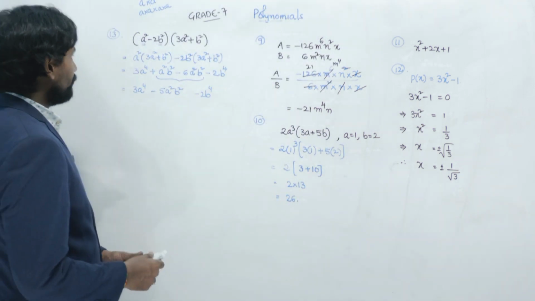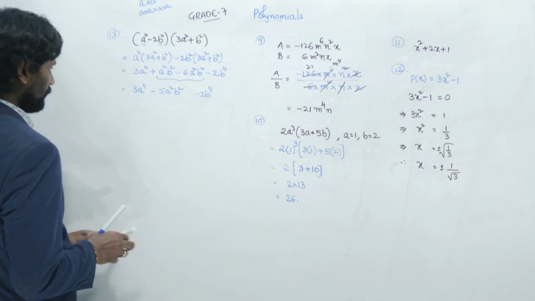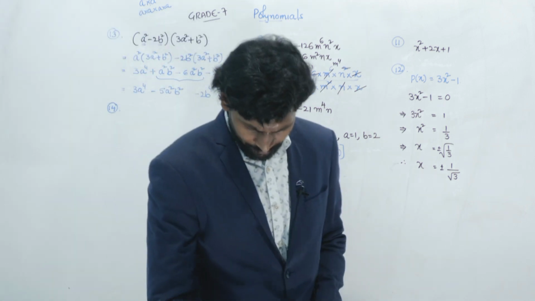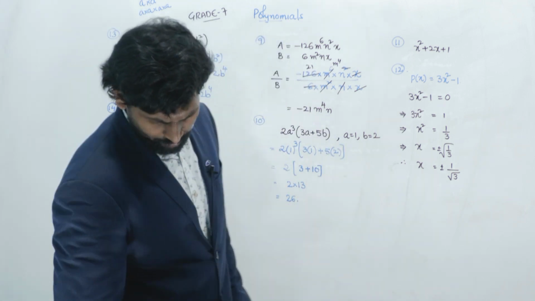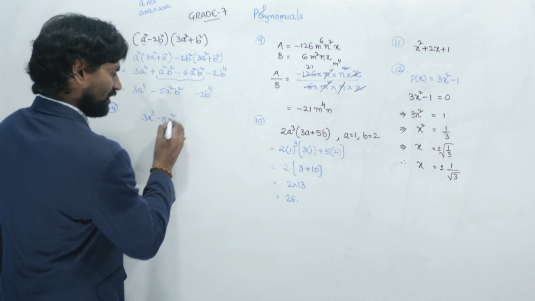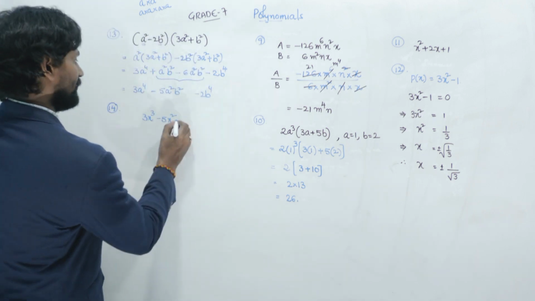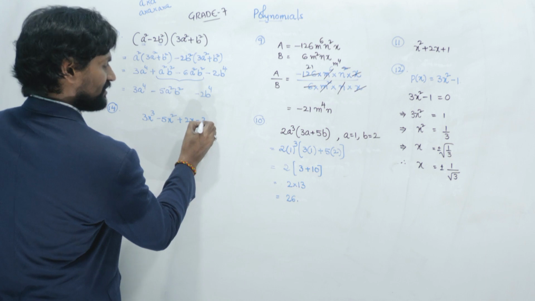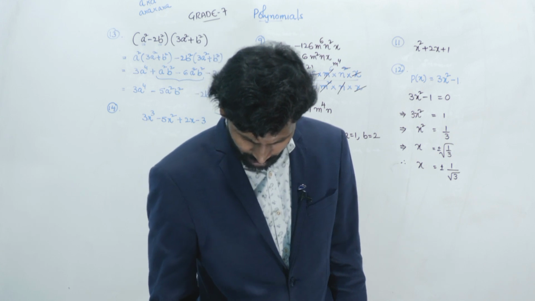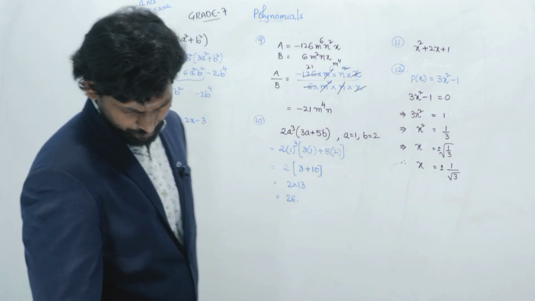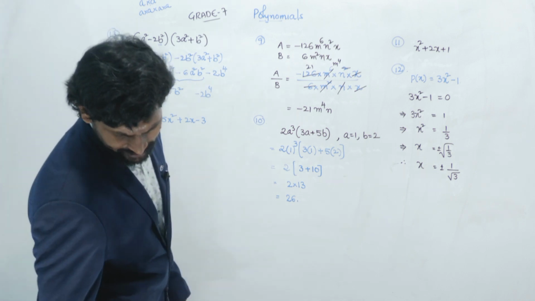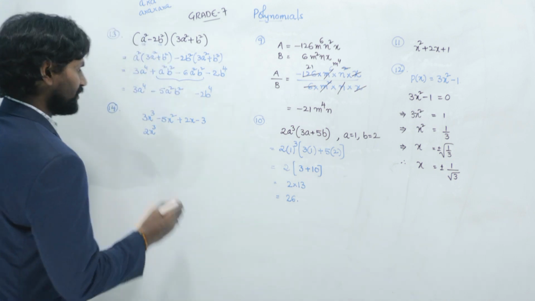Let us move on to the question number 14. Yeah, 14th question is given. By how much 3x cube minus 5x square plus 2x minus 3 exceed, by how much it is exceed 2x cube minus 3x square plus x plus 1.